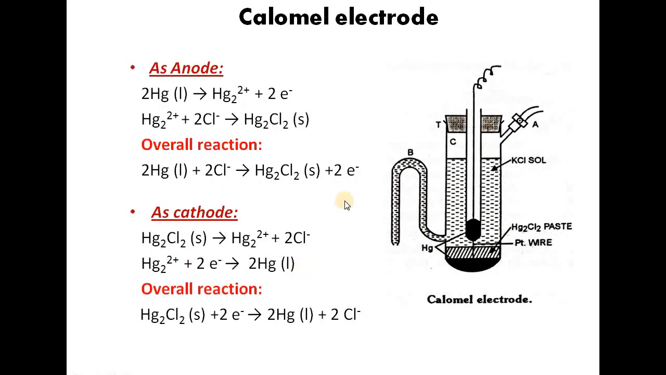Now, how it is working: it can act as an anode as well as a cathode because it is a reversible electrode. So, when it is acting as anode, what happens? The mercury releases 2 electrons to give mercurous ion, and this mercurous ion reacts with the chloride ion to give mercurous chloride. So, the overall reaction is this when it is acting as anode. And when it is acting as cathode, the mercurous ions take up the 2 electrons to convert to mercury. So this is the net reaction when it is acting as cathode. So this is the calomel electrode.